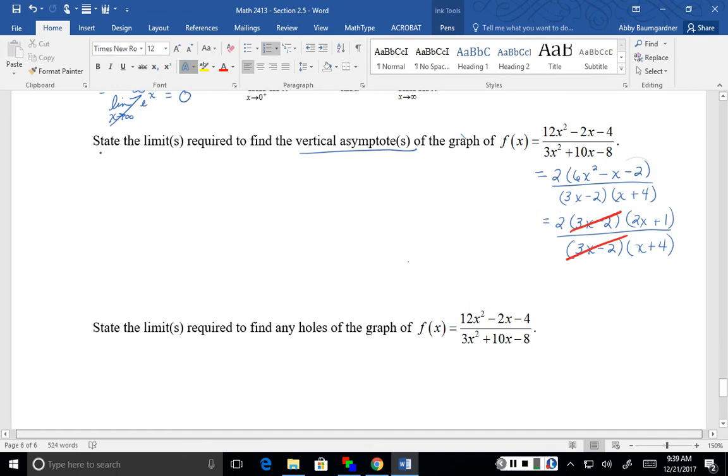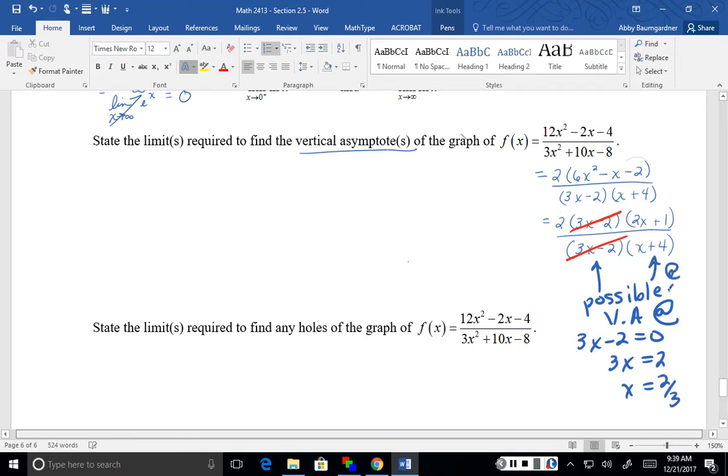What I was asked to state, though, were the limits for the vertical asymptotes. Vertical asymptotes come from your denominator equaling 0, provided that a factor doesn't cancel. So I factored all of this out. This is a possible vertical asymptote at x equals 2/3, and a possible vertical asymptote at x equals -4.